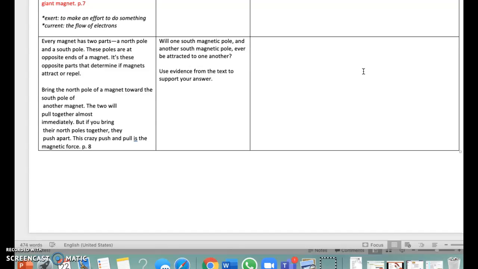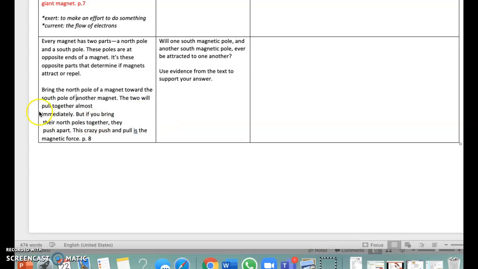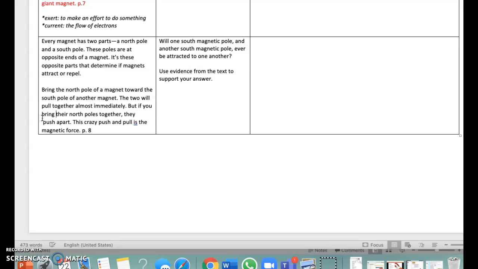Every magnet has two parts, a north pole and a south pole. These poles are at opposite ends of a magnet. It's these different opposite parts that determine if magnets attract or repel. Bring the north pole of a magnet toward the south pole of another magnet. The two will pull together almost immediately. But if you bring their north poles together, they will push apart. This crazy push and pull is called magnetic force.